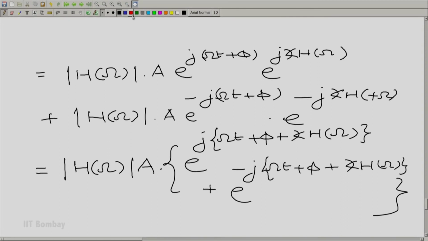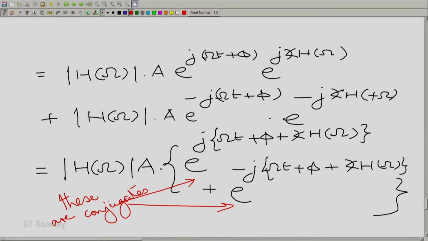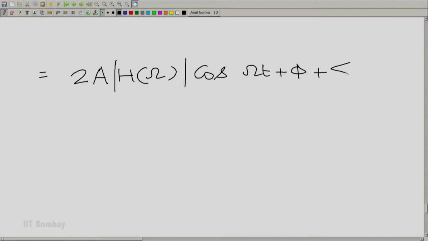Now, once again, notice something interesting. These are complex conjugates, and you can add them together and take only the real part, twice the real part. And this gives a very beautiful interpretation. What has happened? We have seen the sinusoid go into the linear shift invariant stable system. It has come out as a sinusoid of the same angular frequency, but it has undergone a change of amplitude and a change of phase. And in fact, that constant which we referred to all this while gives us an insight into this change of amplitude and the change of phase. Let us see what happened.